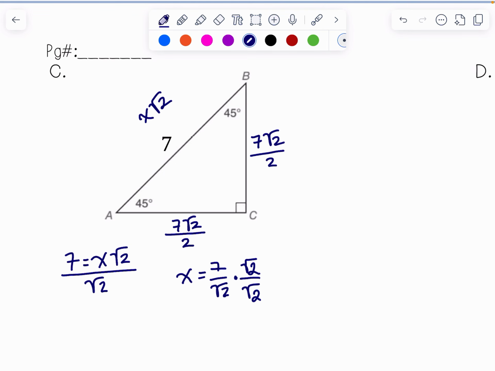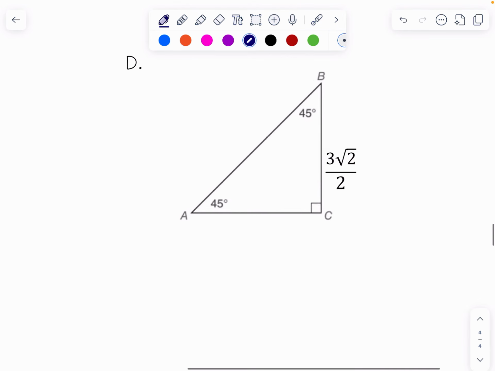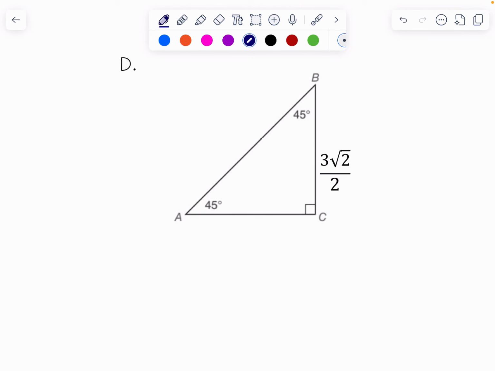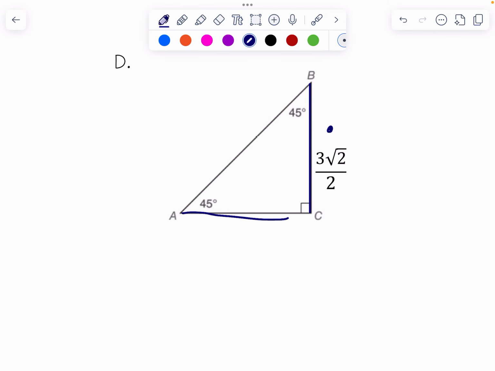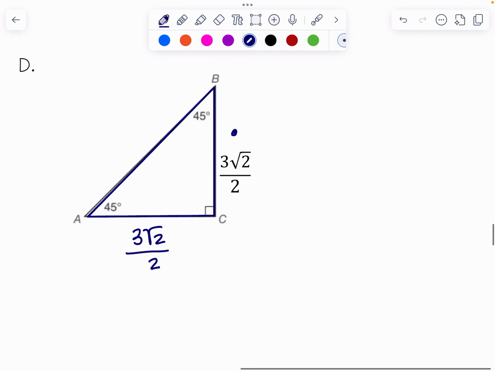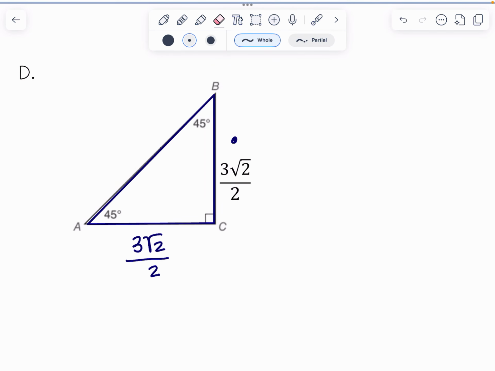All right, let's do one more. I have another 45, 45, 90, but when I look at it, I'm actually given one of my side lengths, and my side length has this interesting square root in it. I know in a 45, 45, 90, my two sides are going to be the same, so I can go ahead and put that here. But then in order to get to my hypotenuse, I need to multiply that by the square root of 2. Now I'm going to show you two different ways to do this. I'm going to show you the way that most people would start, which is simply taking what we have and multiplying it by the square root of 2.